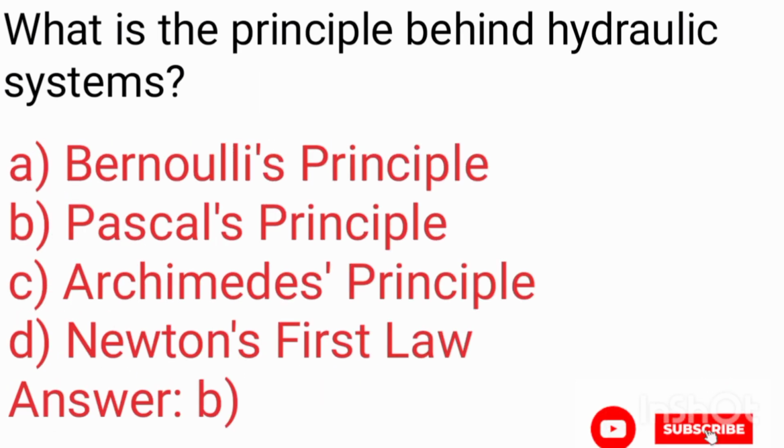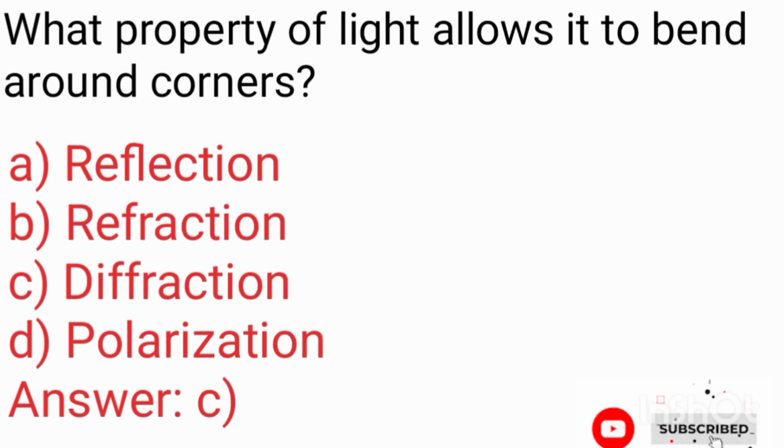What is the principle behind a hydraulic system? Pascal's principle. Option number B is correct. Which property of light allows it to bend around corners? Diffraction. Option number C is correct.